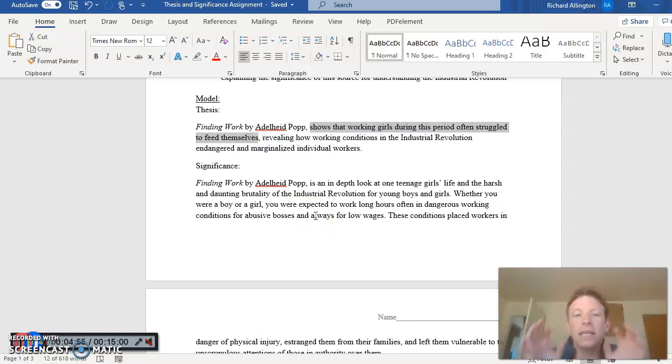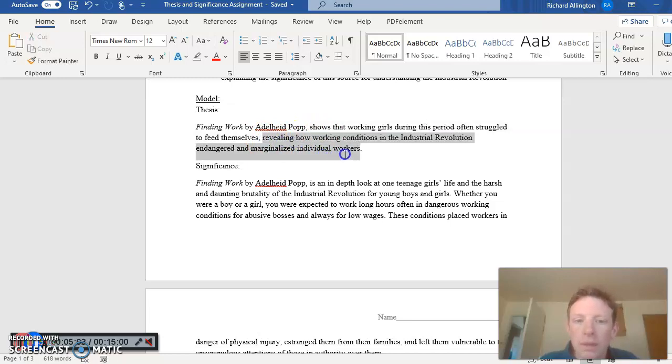And then it explains why this is important. It's important to know that working girls struggle to feed themselves because it reveals how working conditions during the Industrial Revolution endangered and marginalized individual workers. So I hope you can see here that what the author has done is that they have moved from talking about the source to explaining what the source teaches us about something broader, in this case, the Industrial Revolution. You could almost say that this language, endangered and marginalized, is a little bit too broad, but it's okay. But you don't want to get more imprecise than that.